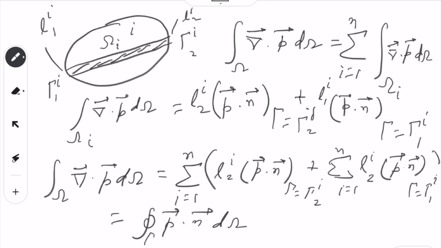With this exercise we now understand the meaning of the divergence theorem. We have already applied this to obtain the weak formulation for the 2D heat transfer problem.